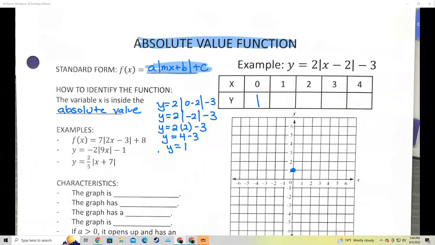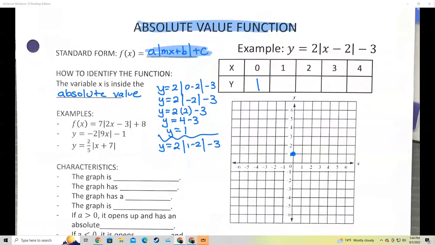We're going to do one more, and then hopefully you'll be able to follow along on how to do this. We're going to replace the 1 anywhere I see an x. So I'm going to write y equals 2 times the absolute value of, there's my x, so I'm going to replace it with the number 1, minus 2, close my absolute value, minus 3. Remember, absolute value is like a grouping symbol, which means we need to do it first. That means I need to subtract 1 minus 2, which is negative 1.